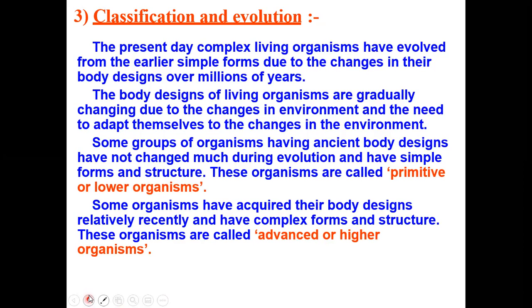Some groups of organisms having ancient body design have not changed much during evolution and have simple form and structure. These organisms are called primitive and lower organisms. Primitive means starting. Some organisms have acquired their body design relatively recently and have complex forms and structure. These organisms are called advanced or higher organisms.